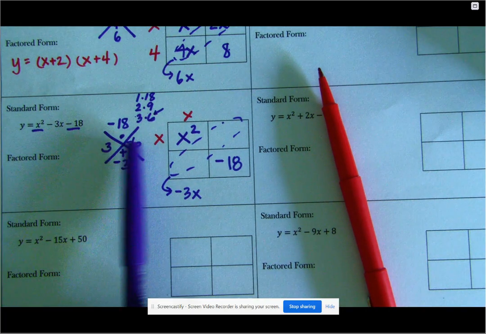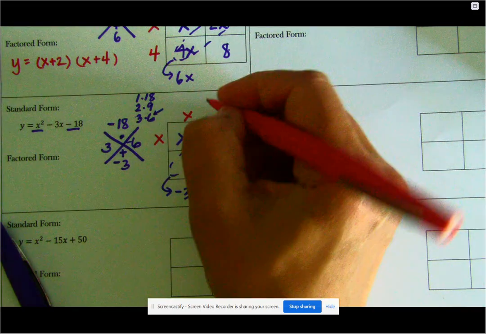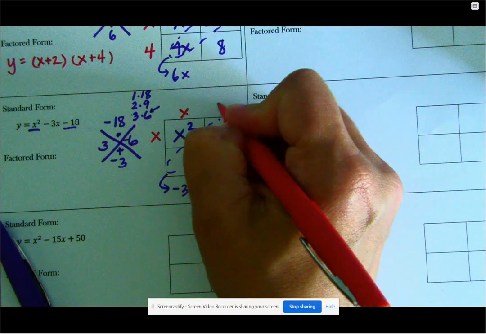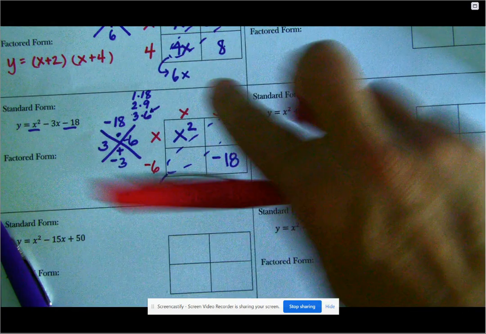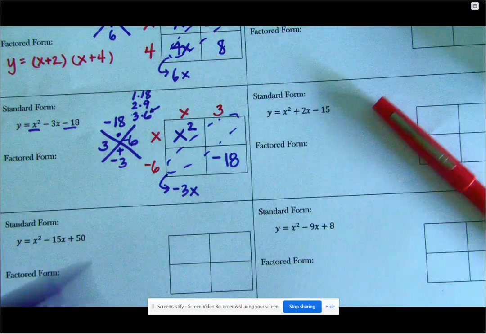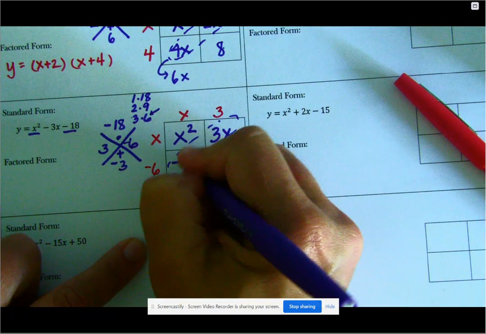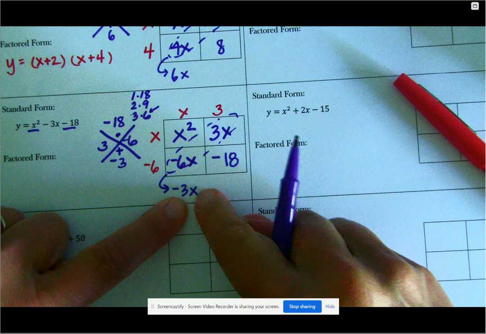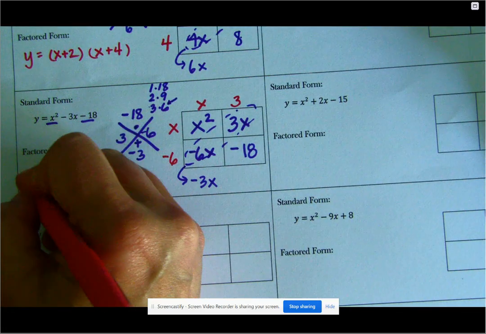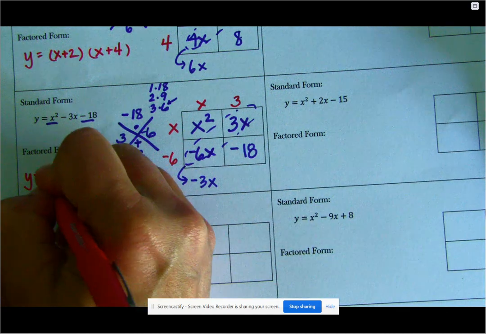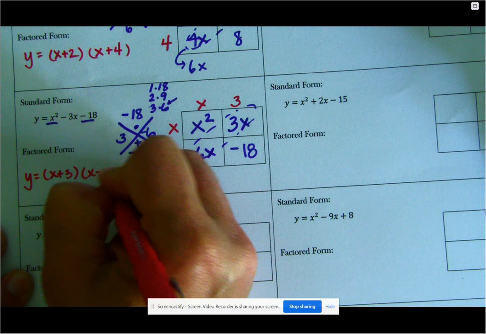So these numbers here, the 3 and the -6, are actually the numbers outside of the box that were multiplied. And you could flip them if you want, right? They multiply to make -18, and then the 3x and the -6x combine to make that -3x, or that middle term right there. So we have y equals x plus 3 times x minus 6.